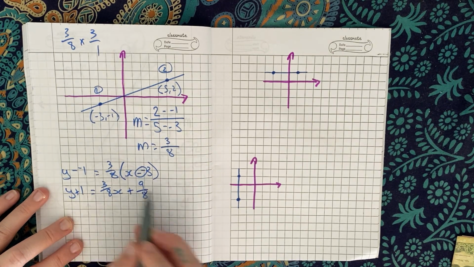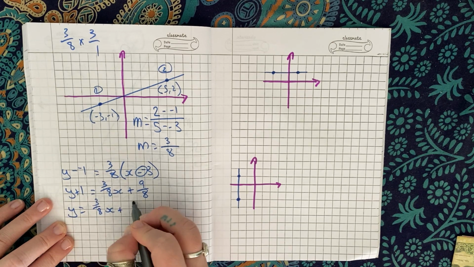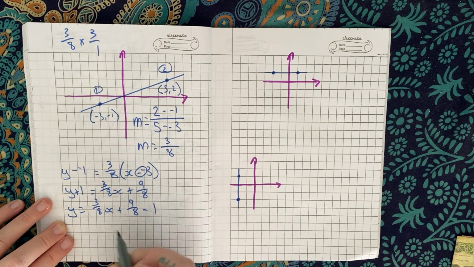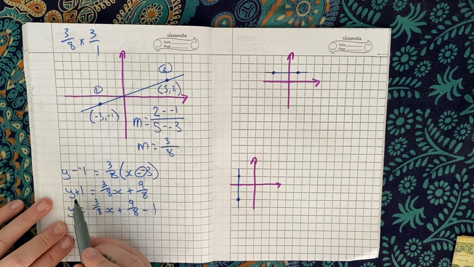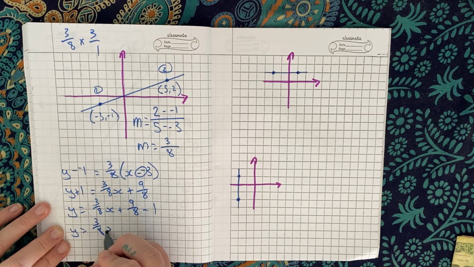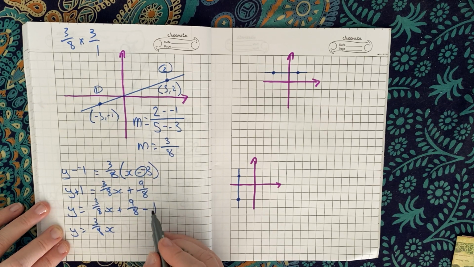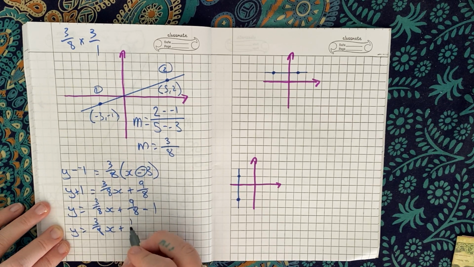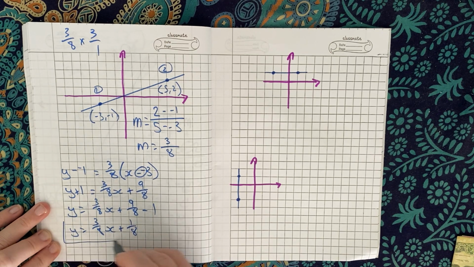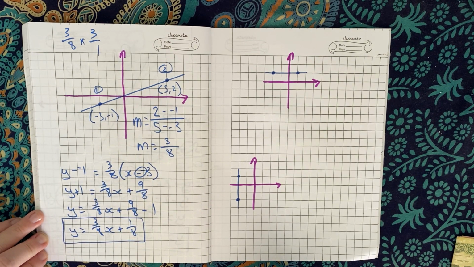All right, now I have to add this 1. So y equals 3/8 x plus 9/8 minus 1, right? There's a positive 1 here, so I'm subtracting it over here. So y equals 3/8 x, and then 9/8 minus, well, this is 8/8, right? So I've just got 1/8.